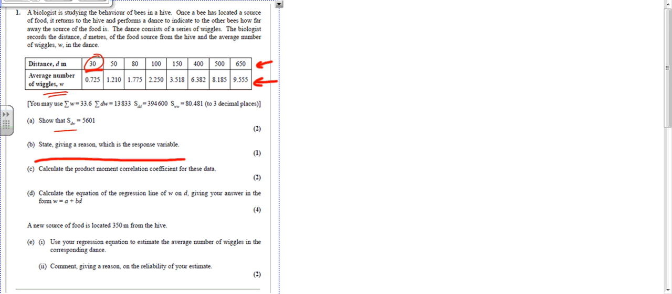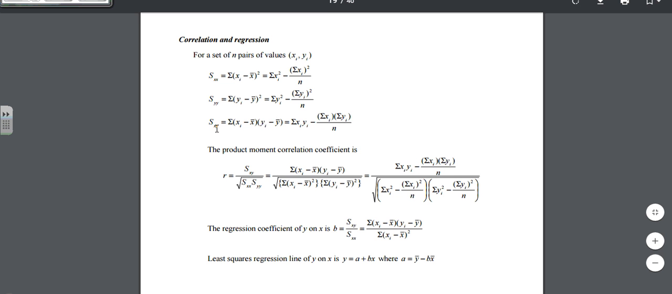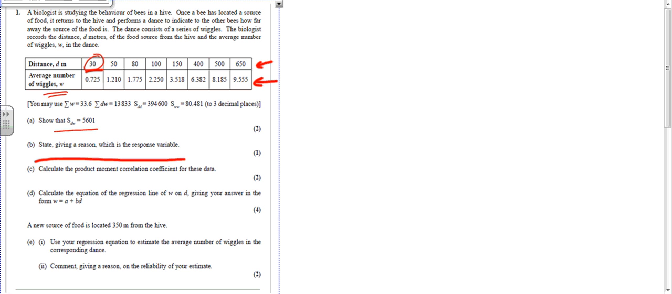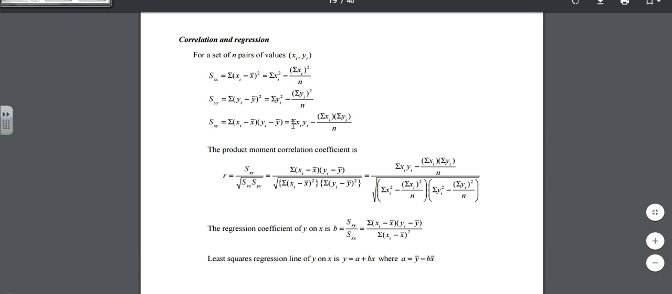So here we've got to show that SDW equals 5,601. If we have a look back here, what we've got to do is find SXY. Now, in the case of our question, X is our first variable, and Y is this one. Remember, X is the explanatory variable, or the independent variable, and Y is the dependent, or the response variable. So SDW is the same as SXY. If we have a look at that, we've got SXY here, which is this thing here.